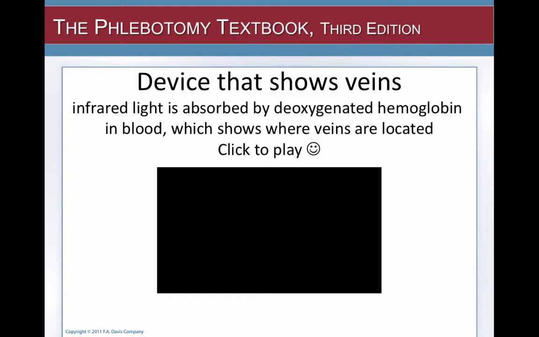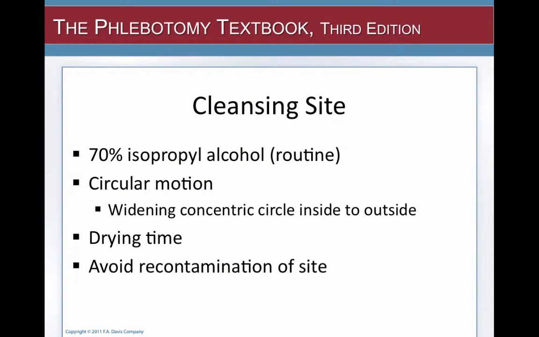It's not in the United States yet, but it uses infrared light that's absorbed by deoxygenated hemoglobin in blood. So that can show you where the veins are located, since veins would have deoxygenated hemoglobin blood flowing through them. So when you get a chance, open up the PowerPoint that I post and go ahead and click on this and you should be able to watch it.